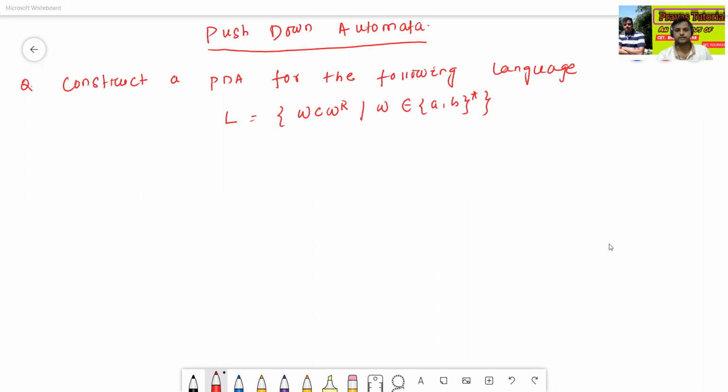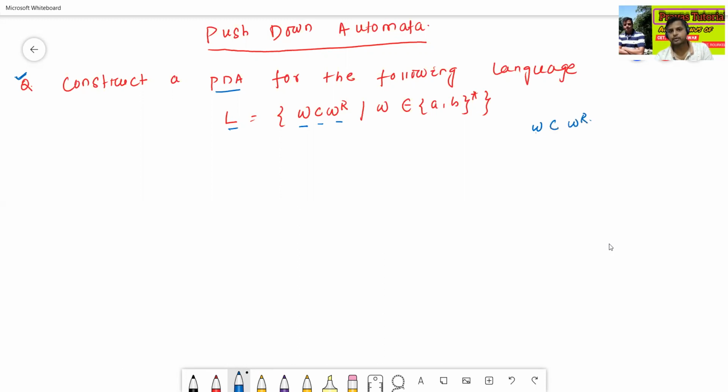So this is the given question. Construct a push-down automata for the following language L equals W C WR, where WR means the reverse of W, and W belongs to (A, B) whole star. That means, suppose W C WR, what is here?